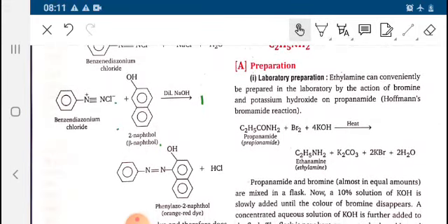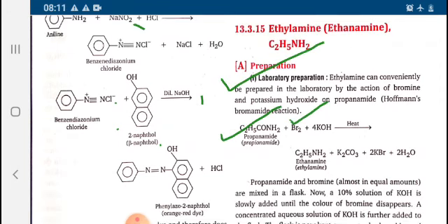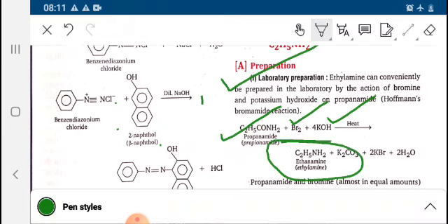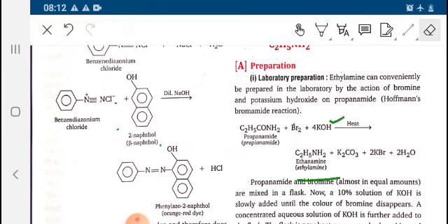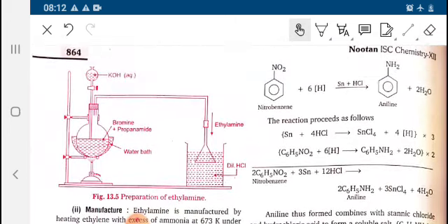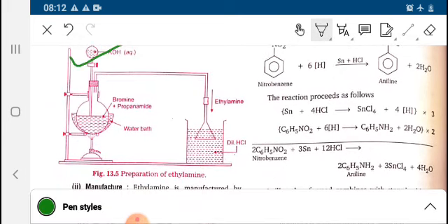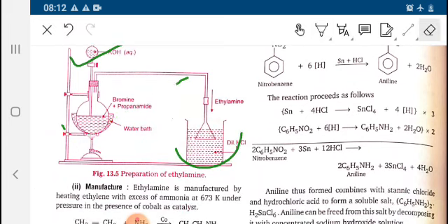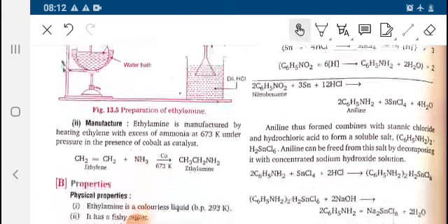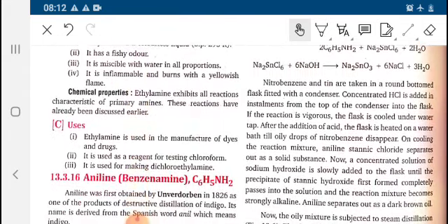Next is the lab method preparation of ethanamine or ethylamine. This is the propanamide which reacts with bromine and KOH, forming ethanamine. So this is the ethanamine formation. Here is the preparation of ethylamine. This is the lab method. KOH is used, propanamide and bromine is here, and here is the formation of ethylamine. So this is the product formation. This is the manufacture. Regarding properties, we know that the most important is the fishy odor.